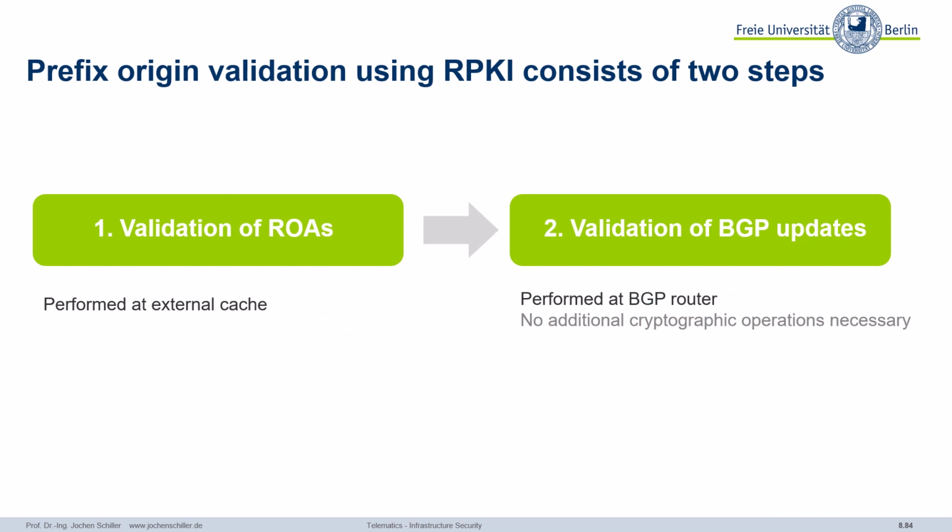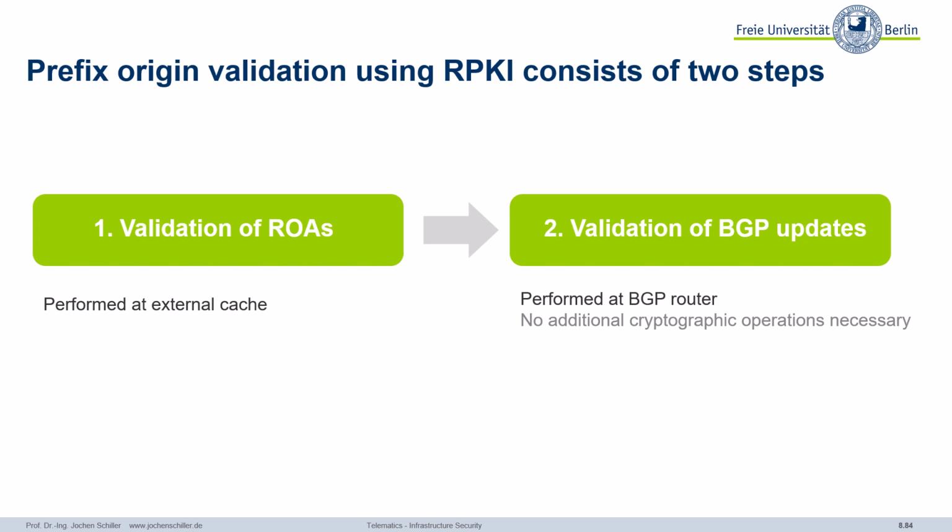So the validation itself using this RPKI consists of 2 steps. That's the validation of the ROAs and the validation of BGP updates. Who gets the BGP updates? That's the router. But the point is, doing the validation of everything, the ROAs on the routers, maybe that's too resource consuming. And this is why typically this is performed at an external cache. And then the OK of the validation is then transferred to the BGP router.